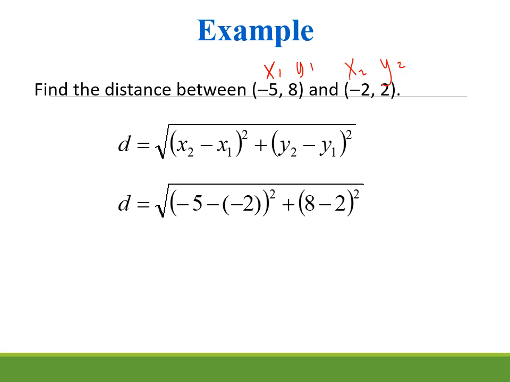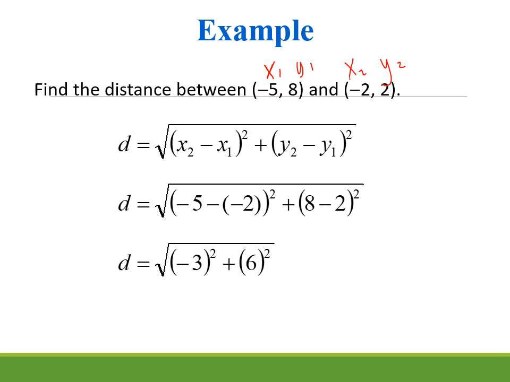So this is to show you that you can switch your x1 and x2 around, and your y1 and y2 around. You just have to make sure if you switch one, you switch both. Otherwise, it doesn't work. So here we are. We have -5 minus -2 squared plus 8 minus 2 squared.